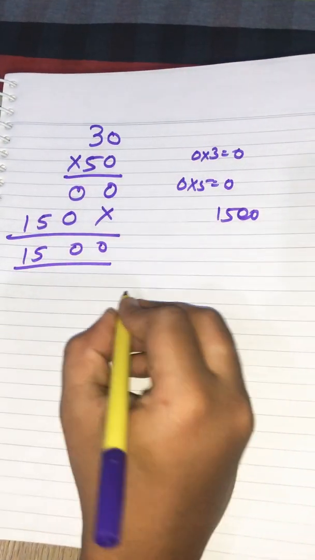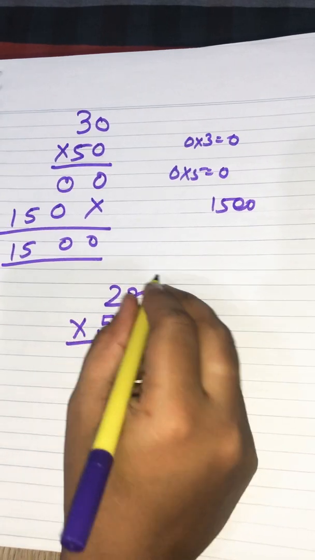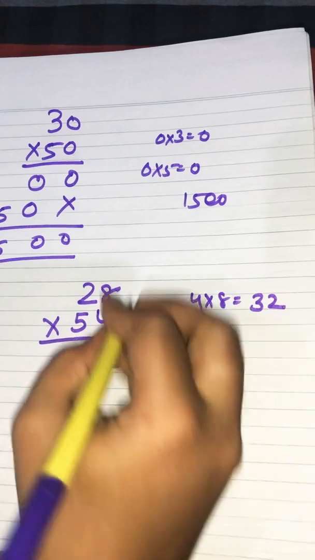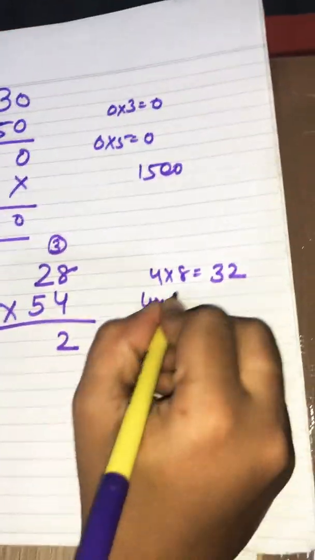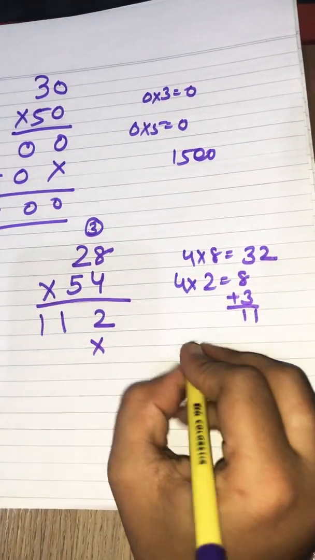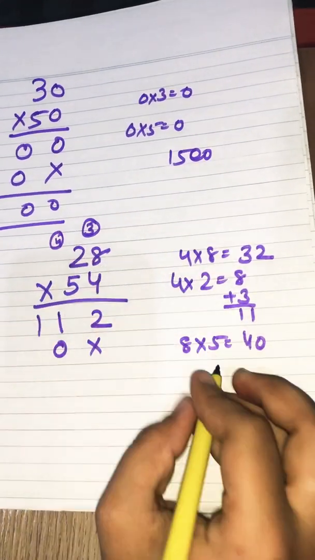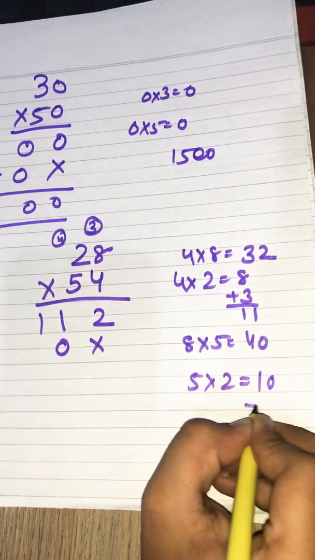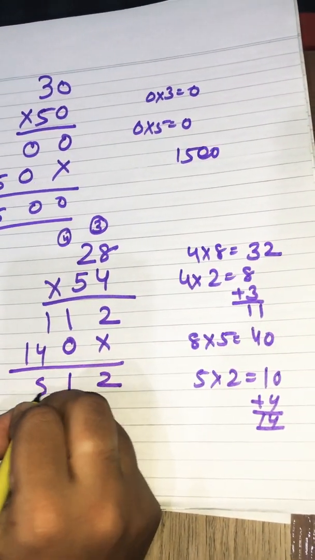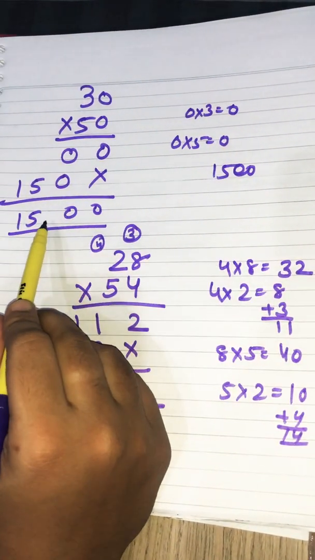we will solve this statement, 28 into 54. Firstly we multiply this 4 with this multiplicand: 4 into 8, 32, 2 here and 3 here; 4 into 2, 8, plus 3, 11. 8 into 5, 40, 0 and 4; 5 into 2, 10, plus 4, 14. 1512. This is our correct answer and our estimate answer is 1500.